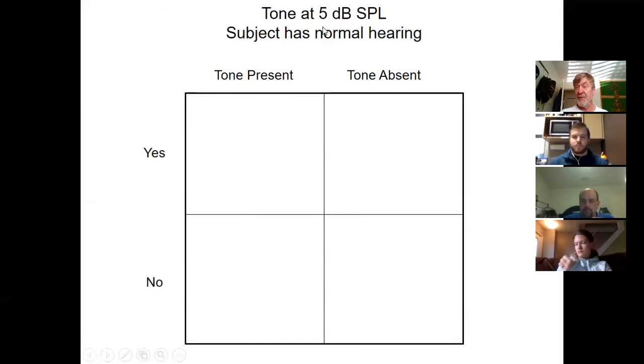But we said if we made the tone 5 decibels, now it's soft, then you would have a harder time. Your confidence would go down. Sometimes when the tone was present, you'd say yes, although sometimes when the tone was absent, you'd say yes. False positive. Sometimes when the tone was present, you'd say no, thinking you didn't hear it. And we said the task is very difficult when you're down to your true hearing ability. That's called your threshold, TH, the letter theta, a circle with a line going through it.